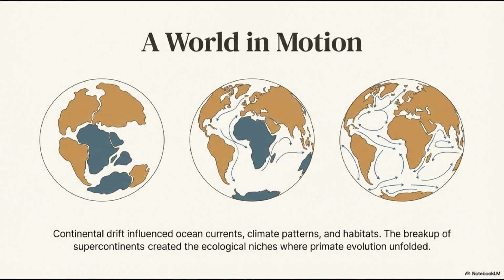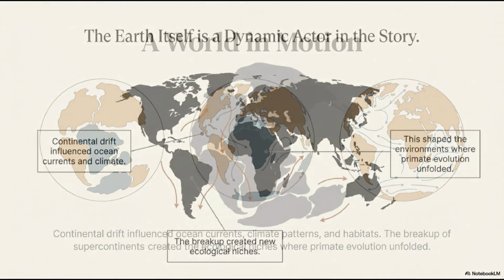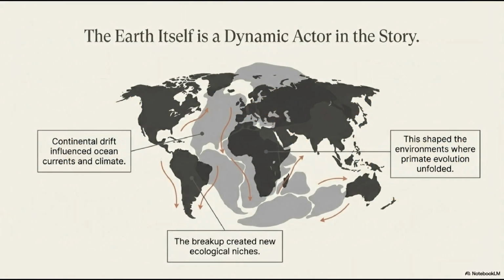Think about continental drift, for example. During the Mesozoic and into the early Cenozoic, continents slowly migrated due to plate tectonics. You might wonder why that matters for anthropology. It matters because the movement of land masses influenced ocean currents, climate patterns, and ultimately the habitats available to early primates. The breakup of ancient supercontinents helped create the ecological niches where primate evolution unfolded.